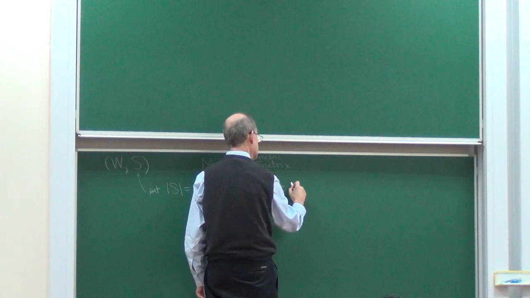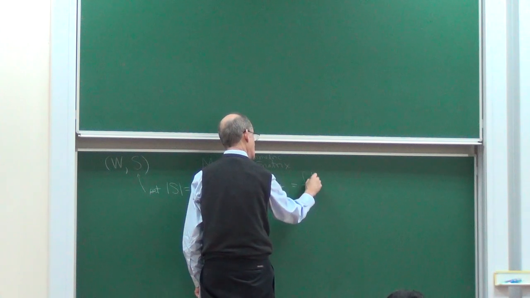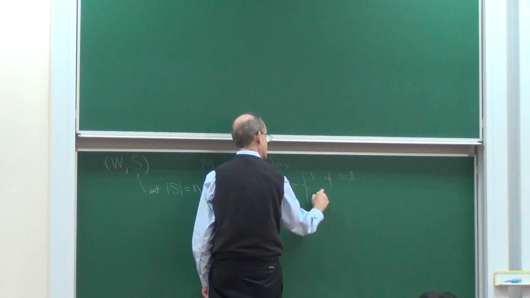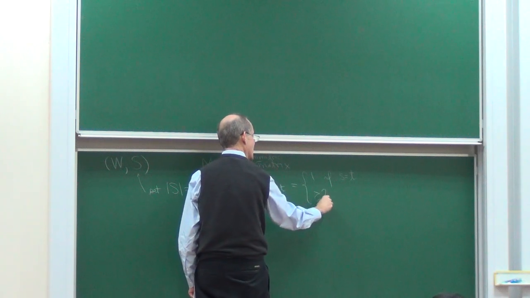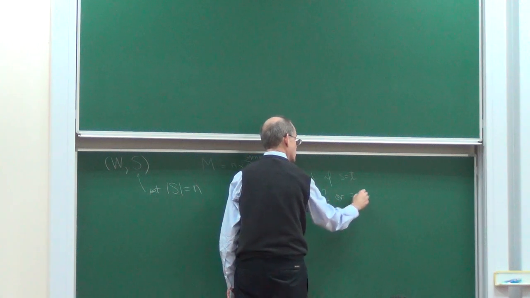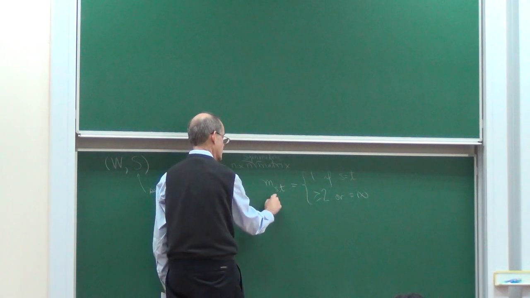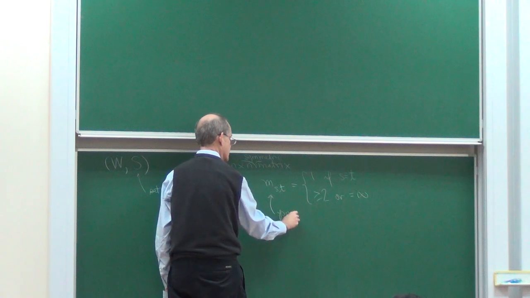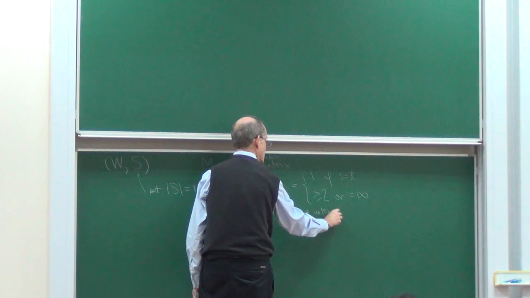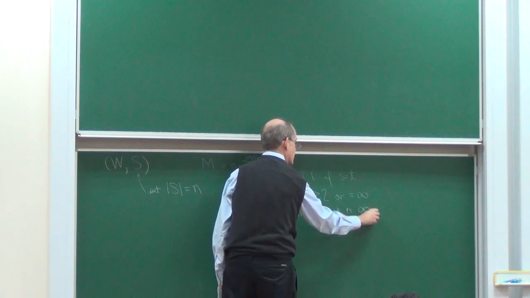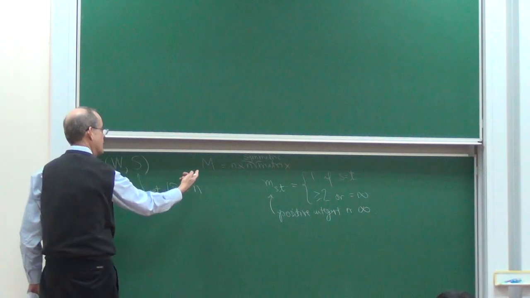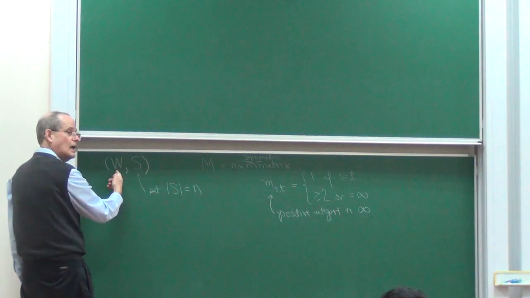And each entry is equal to 1 if it's on the diagonal. And if it's not on the diagonal, it's at least equal to 2, or it's equal to infinity. So these entries are all positive integers, or the symbol infinity. When we're given such a matrix, we can associate with it the Coxeter group.